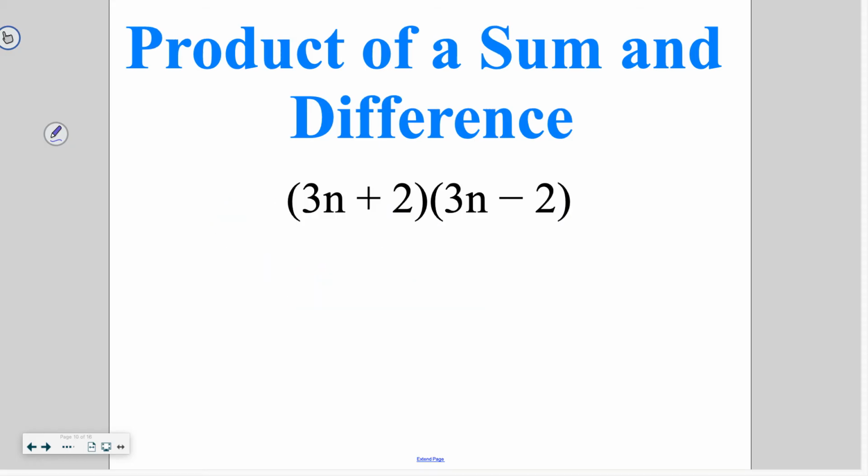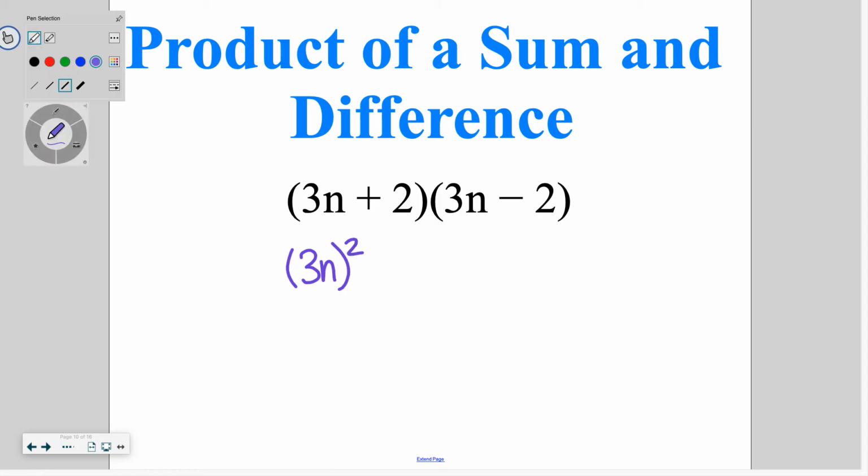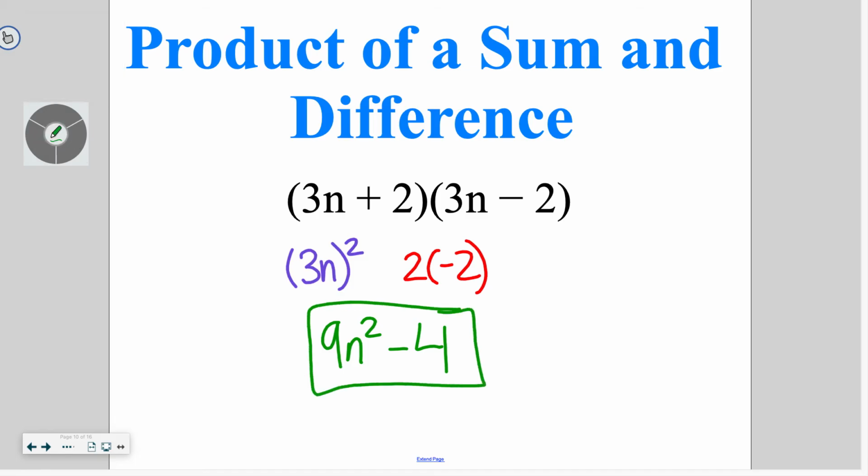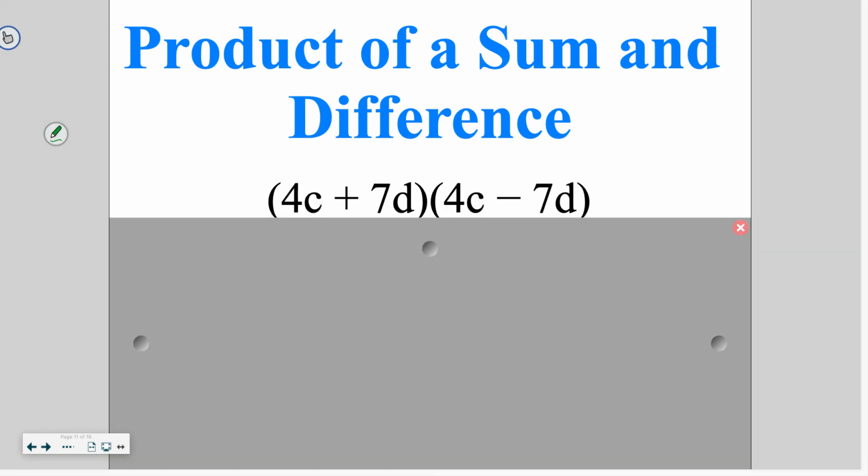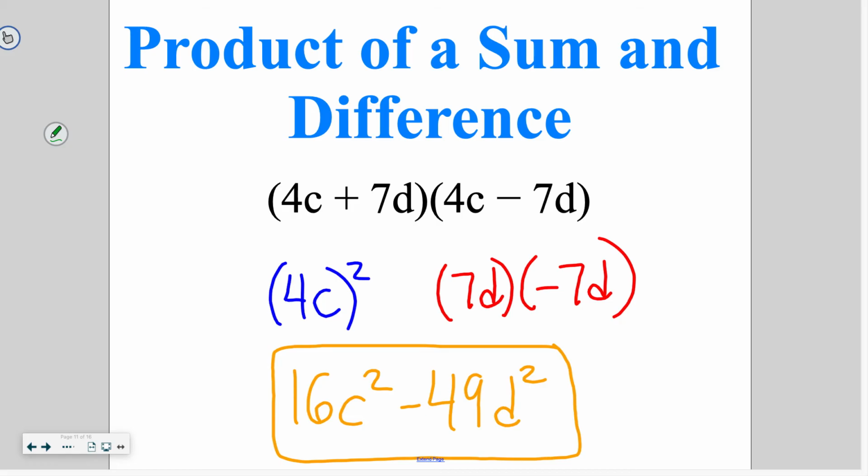So, for example, if I have 3n plus 2 and 3n minus 2, I can show my work by saying 3n being squared, and then the back part is 2 times negative 2, giving me a final answer of 9n squared minus 4. Go ahead and try this one on your own. We end up with 16c squared minus 49d squared.